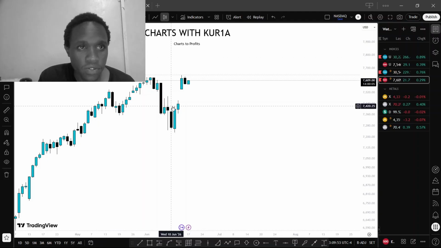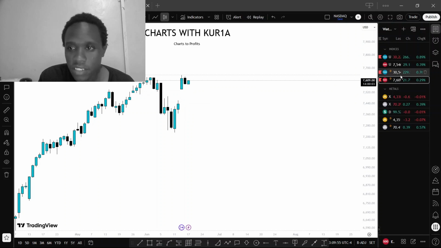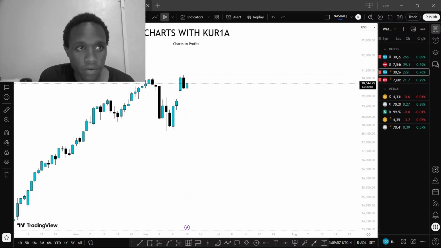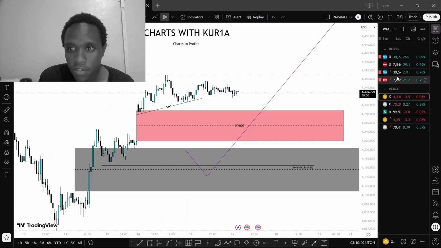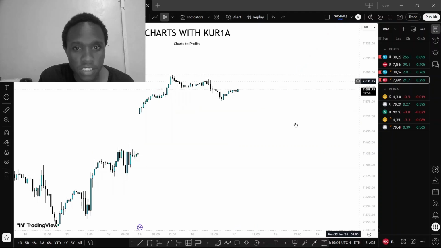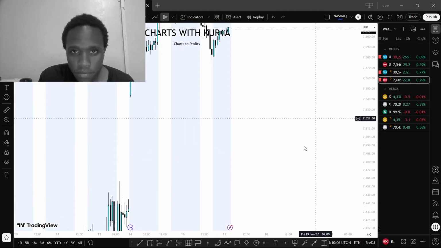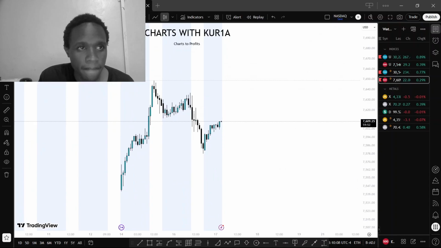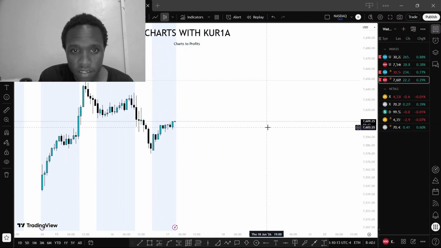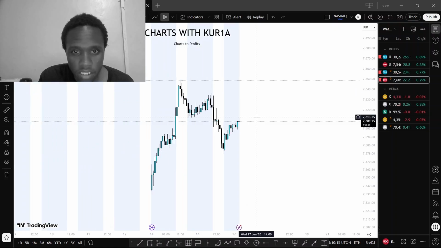So as you can see here, I have the ES chart, which is the futures chart, and then we have the NQ chart. So let's just put NQ on this side and ES on this side, because I usually use the futures charts to do my analysis for US 100 and 500, because they are more accurate and they move better.